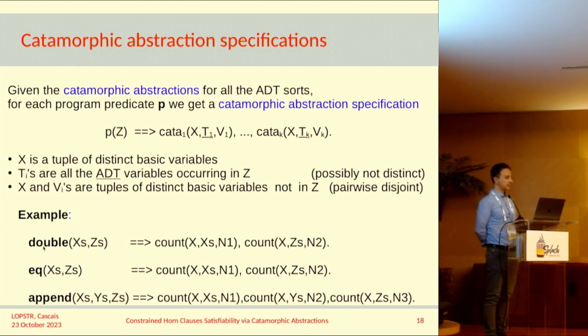So, for instance, going back to our example, for double, since X and Z are lists of integers, and our catamorphic abstraction for lists of integers tells us that we are interested in counting the occurrences of elements in a list, we get this conjunction. We count the occurrences of X in the first argument, and N1 is the number of such occurrences, and N2 is the number of occurrences of element X in the second ADT argument Z. This is the result of appending the two lists. And so on for the other program predicates.